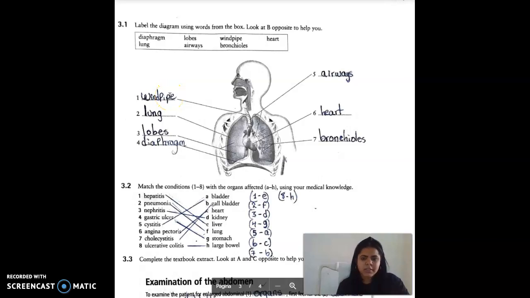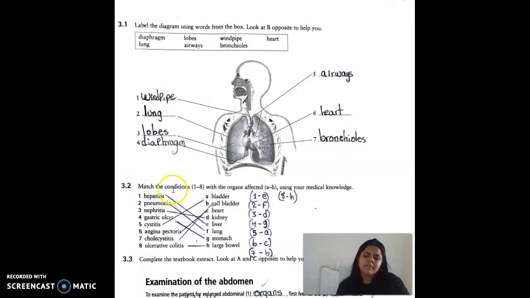Hi teacher, this is the third exercise of Unit 1. 3.1. Label the diagram using words from the box. 1. Windpipe. 2. Lung. 3. Lobes. 4. Diaphragm. 5. Airways. 6. Heart. And 7. Bronchus.